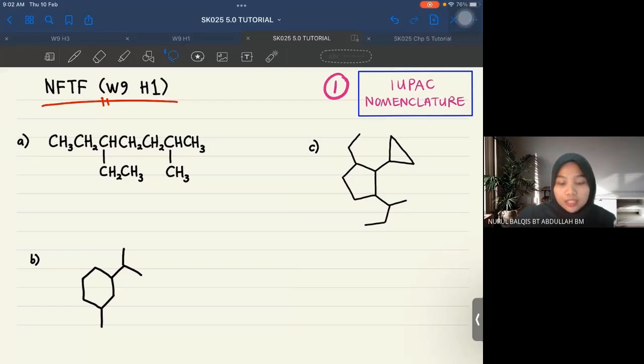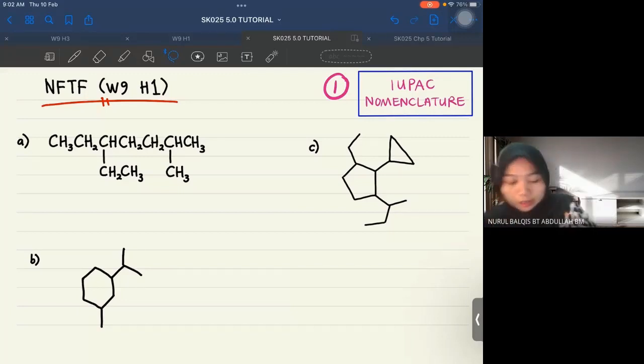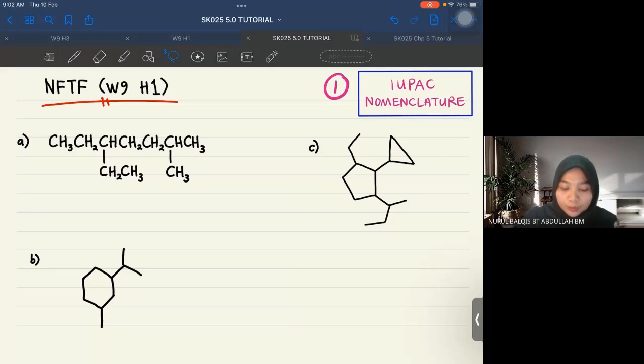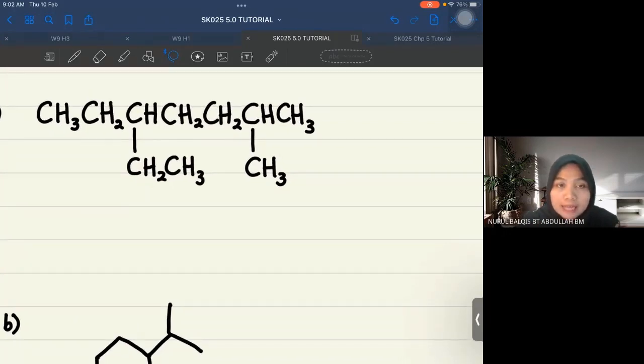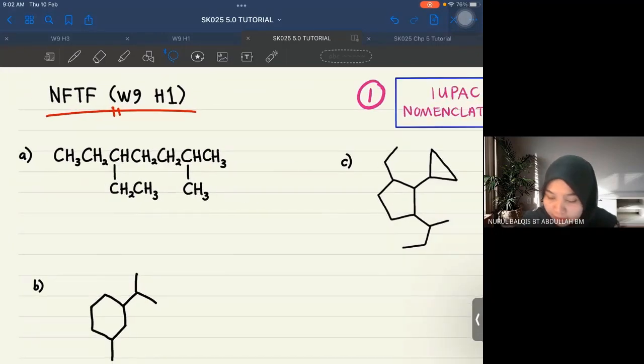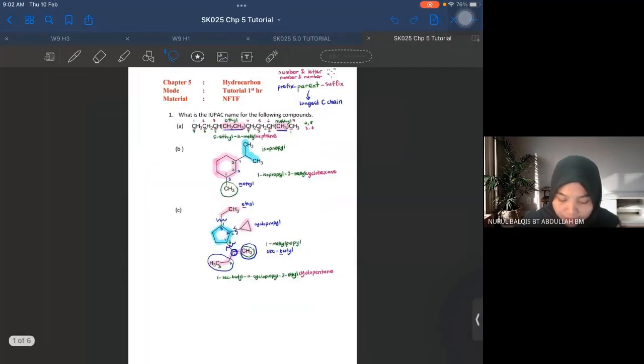Okay, so now we will do the first tutorial. Basically the first tutorial wants you to name the IUPAC nomenclature, right? What is the question? What is the IUPAC name for the following compound? I have already prepared it here. They give you a condensed structure. So if you look carefully at the condensed structure, this is what I did yesterday with them.